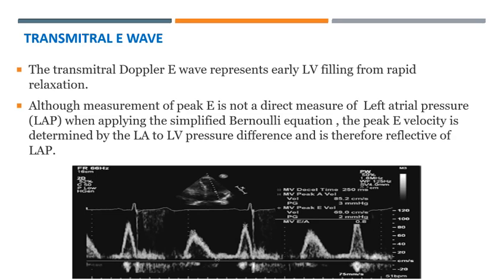Transmitral E-wave. The transmitral Doppler E-wave represents early left ventricular filling from rapid relaxation, although measurement of peak E is not a direct measure of left atrial pressure. When applying the simplified Bernoulli equation, the peak E velocity is determined by the left atrial to left ventricular pressure difference and is therefore reflective of left atrial pressure.